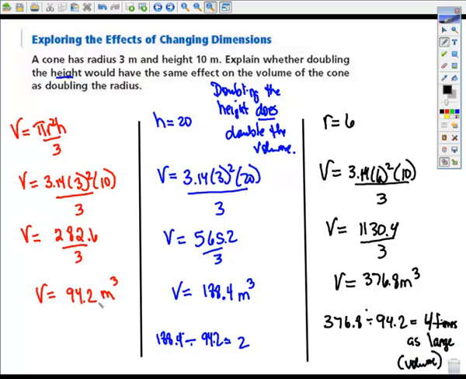So when we doubled the radius, it increases the volume by 4 times. And remember, we discussed this when we were looking at the prisms. It's because the radius is squared. So if we double it, that's 2, and 2 squared is 4, so it actually makes it 4 times as large.